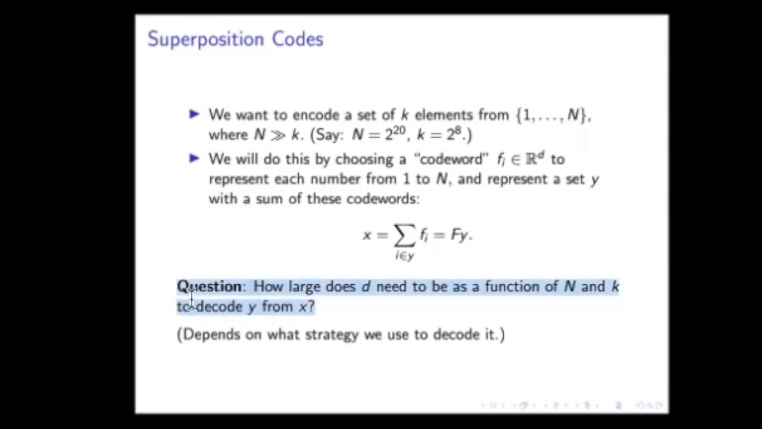And the question I want to ask is how large the dimension of the code word, the dimension of this code, needs to be as a function of n and of k for this to be a good encoding, for it to be possible to decode this sparse latent from this projection. Of course, this depends on what strategy we choose to decode it. In some sense, if I choose generic vectors in R^d, I can always decompose it if I have infinite precision, but that's not interesting.